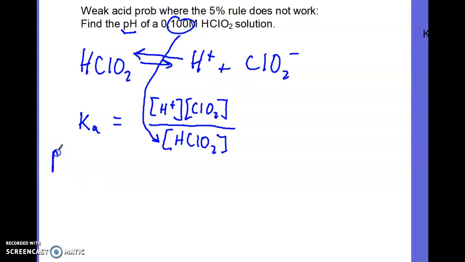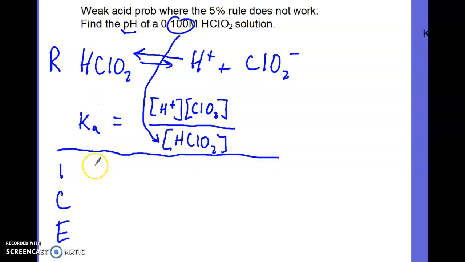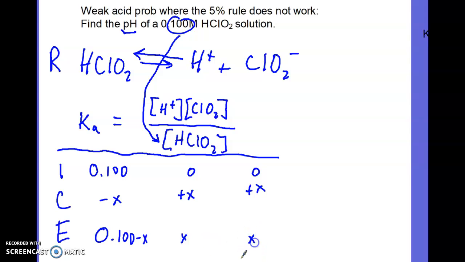Okay, so when I set up my RICE table, here's my reaction. This is why it's called RICE, and then put my ICE down here. This is why sometimes it's called the ICE table as well. So initially for this I have HClO2, I have 0.100. Initially for my H plus, I don't have any, close to none. Change, this is going to go down by some unknown amount, this is going to go up by some amount, this is going to go up by some amount. So at the end, this is going to be 0.100 minus X. This is just going to be X. The concentration of this is just going to be X.